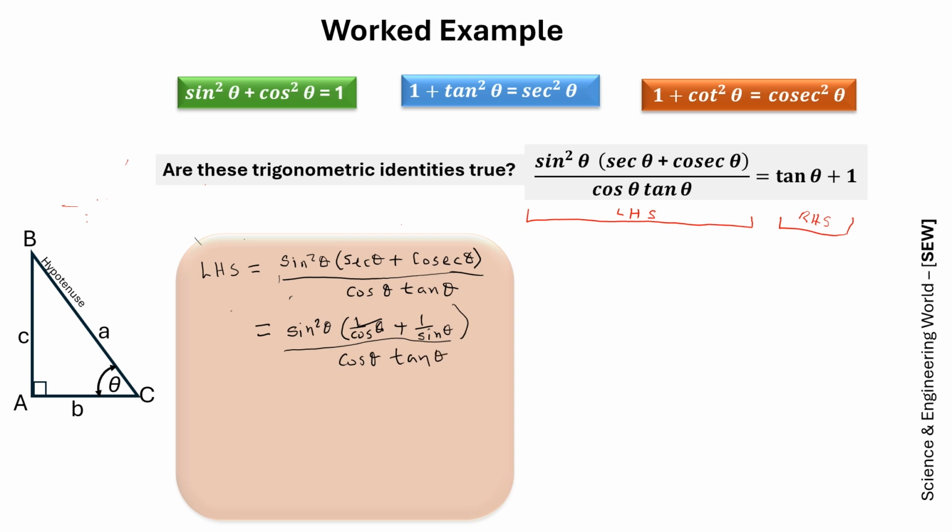Okay, all that being said, we can remove the brackets, and then we are going to have here sine squared theta multiplied by 1 over cos theta, then we are bringing again sine squared theta here, so we have sine squared theta multiplied by 1 over sine theta, all over cos theta tan theta.